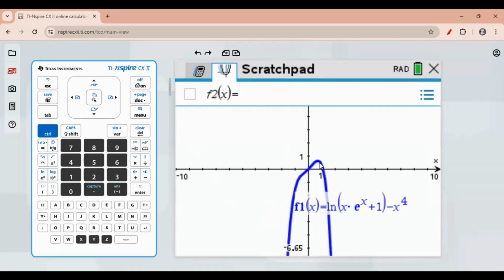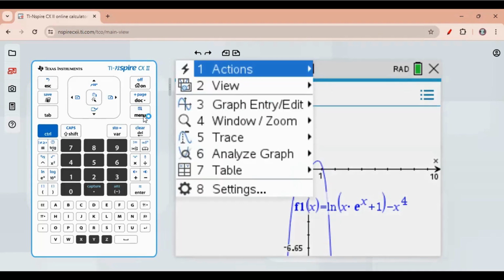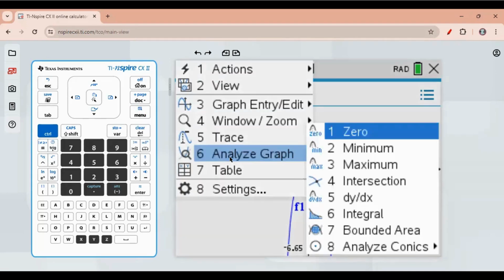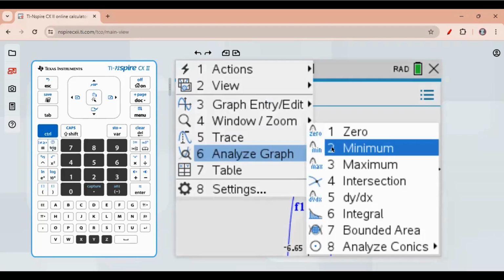Then let's solve for the coordinates of A and B. The coordinate of A is actually the maximum, right? So if you find the maximum, that's it, you will get it. And B, when we see in the question, B is the x-intercept. So here we are going to click menu after giving your graph, and then we have analyze graph. Actually A is acting as a maximum, right?